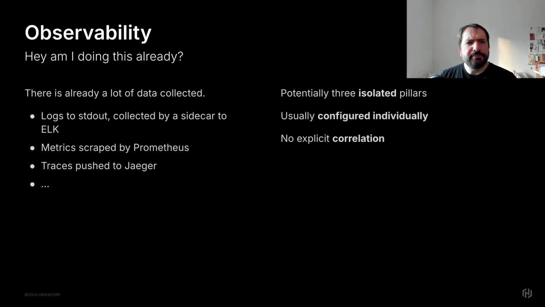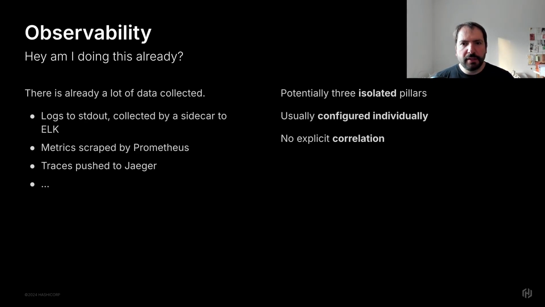So observability, I think everyone is doing this somehow already. Maybe you have logs printed out to your stdout, and then it's collected by a sidecar and sent to the Elk stack. Maybe your metrics are scraped by Prometheus and then saved in the Prometheus backend, or your traces are pushed to a Jaeger server.